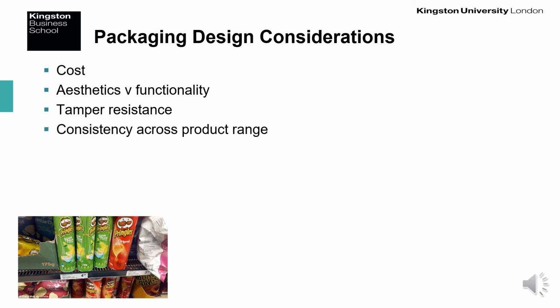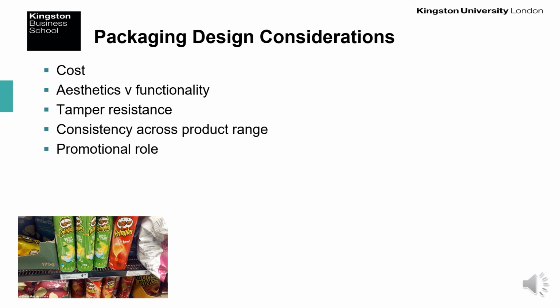Packaging also needs to accommodate situations where there is a range of related products, a product line, and to allow consistency across that product range. There needs to be an ability to unify the packaging and tie it all together so that it becomes very clear to the customer that these products are related, that they exist across a range.